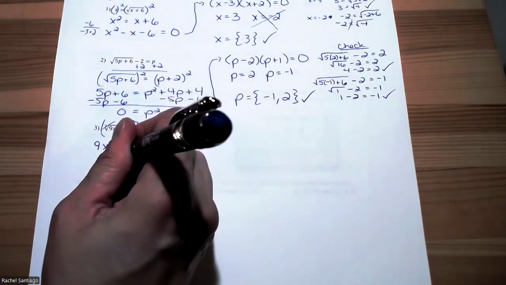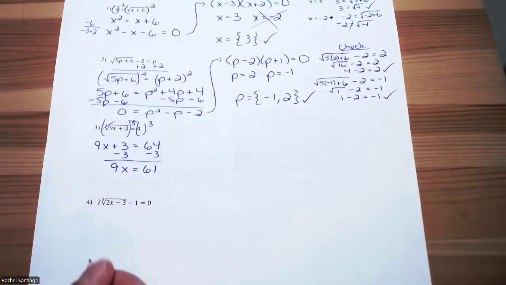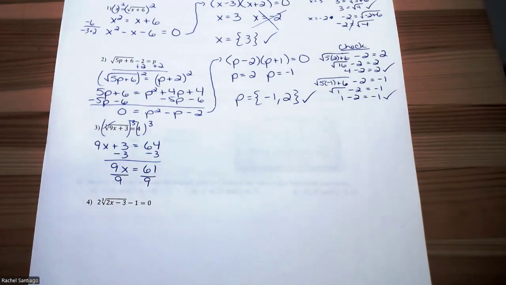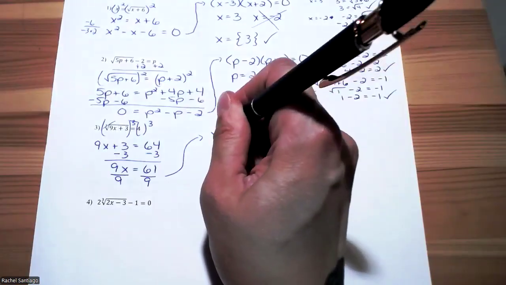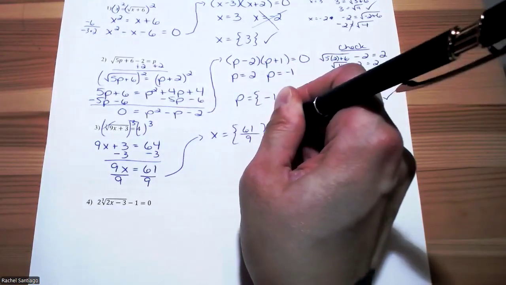Let's go ahead and solve. Subtract 3. 9x is equal to 61. Divide by 9. And let's see if 61 ninths can be reduced. It cannot. So our solution here is x is equal to 61 ninths.